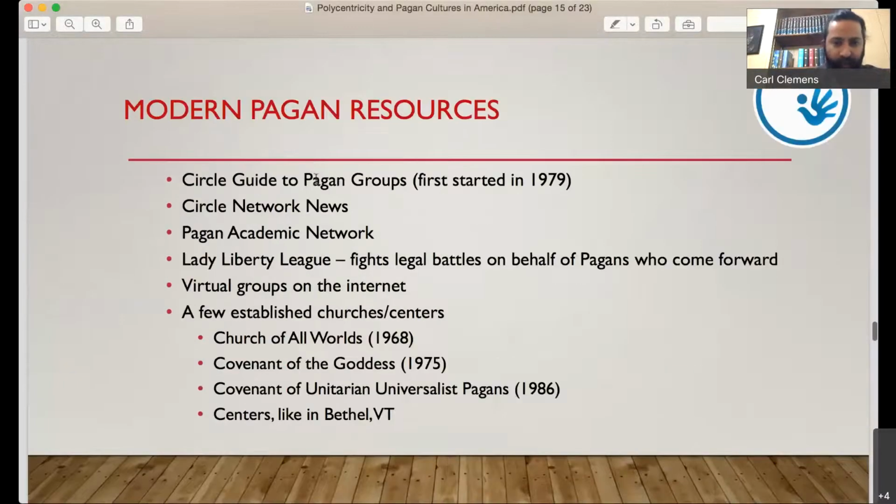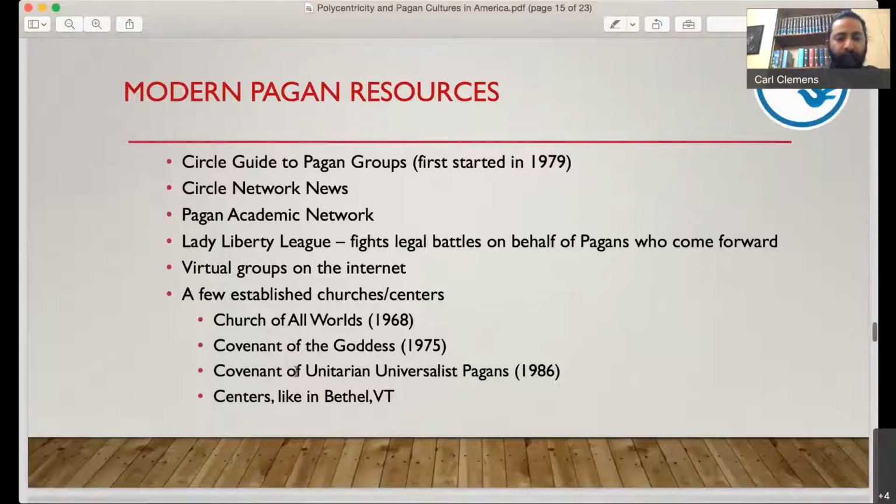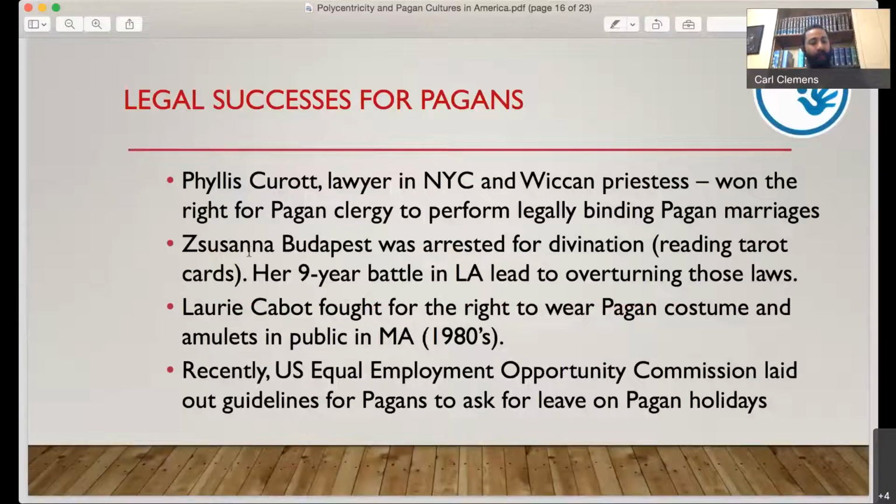So there are several modern pagan resources. I'll just mention a couple of them. The news network about what's affecting the pagan community, the Pagan Academic Network, and very importantly, the Lady Liberty League. They fight legal battles on behalf of pagans who come forward with the discrimination or the harassment that they face. They have a few established churches, including some that train pagan clergy now. They've had a few legal successes. For instance, in the state of New York now, you can perform legally binding pagan marriages.